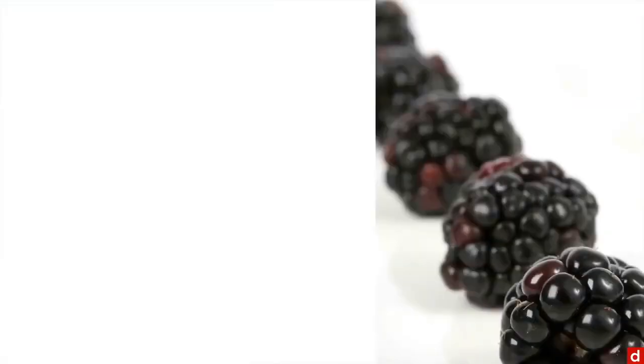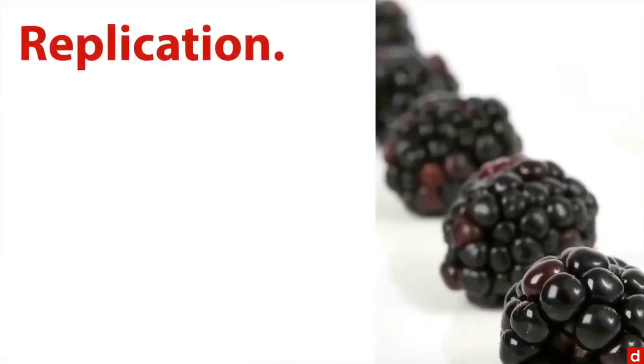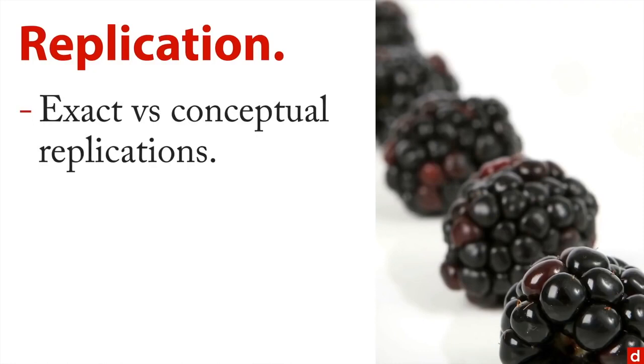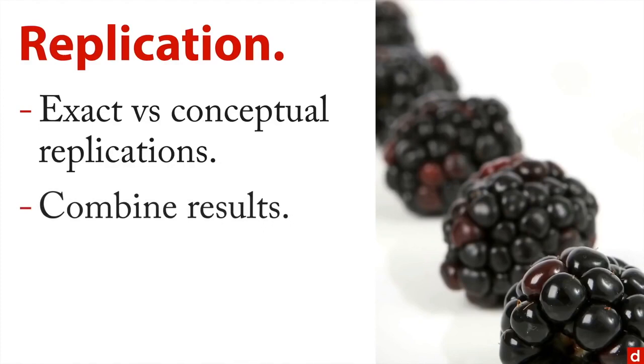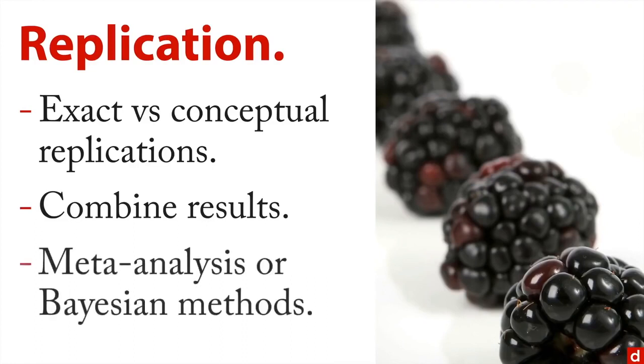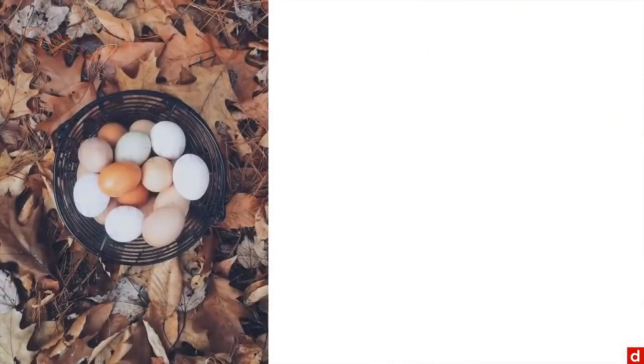Another way of finding out how well things are going to work is through replication. That is, do the study again. It's considered the gold standard in many different fields. The question is whether you need an exact replication or a conceptual one that is similar in certain respects. You can argue for both ways, but when you do a replication, you actually want to combine the results. And what's interesting is the first study can serve as the Bayesian prior probability for the second study. So you can actually use meta-analysis or Bayesian methods for combining the data from the two of them.